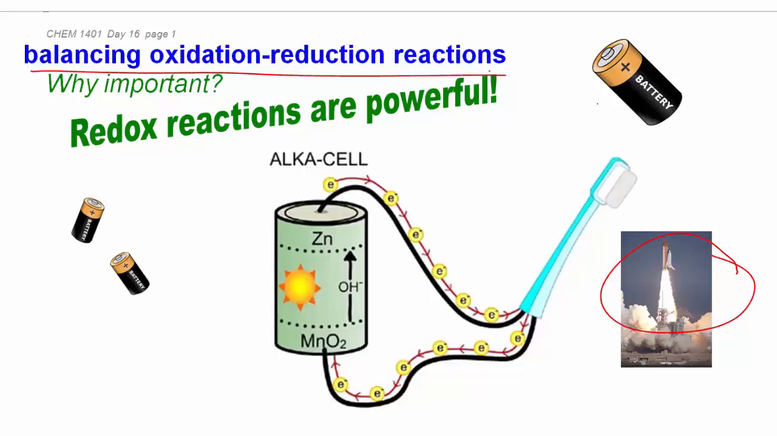What goes on inside an alkaline battery? It's the reason why your toothbrush works, right? These electrons are produced from a redox reaction going from reactants to products.